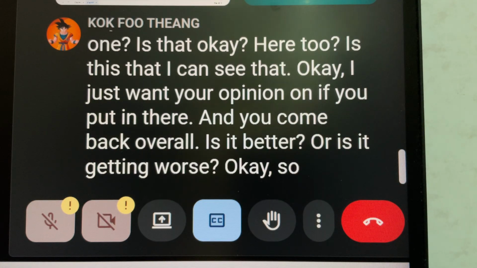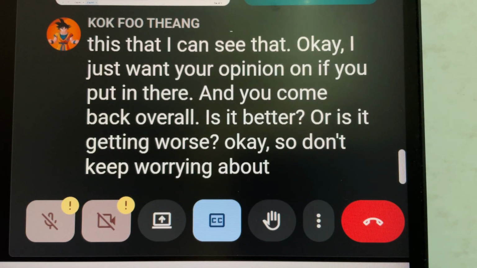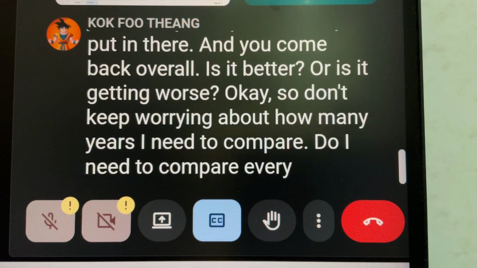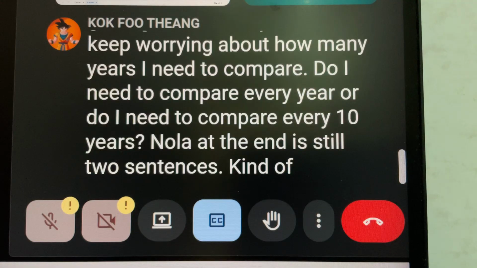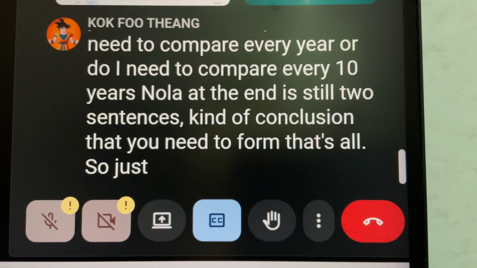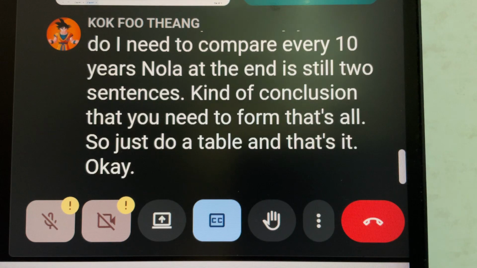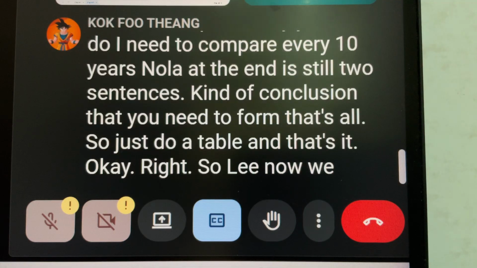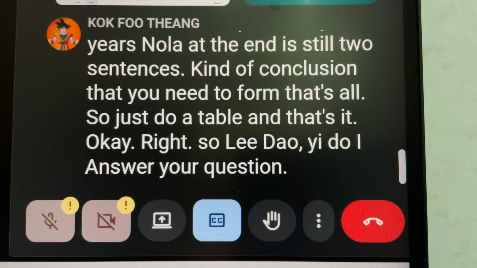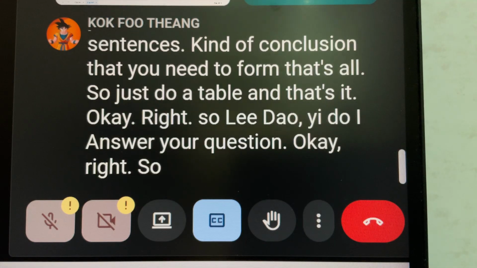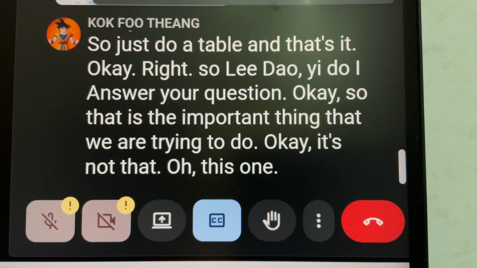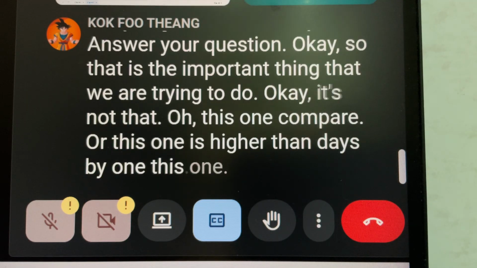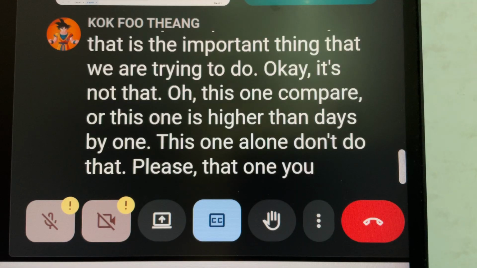Okay, so don't keep worrying about how many years I need to compare. Do I need to compare every year or do I need to compare every 10 years? No, at the end, it's still 2 sentences kind of conclusion that you need to form. That's all. So just do a table and that's it. Okay? Right? So, Li Dao Yi, do I answer your question? Okay? Right. So that is the important thing that we are trying to do. It's not that, this one is higher than this by 1, this one is below. Don't do that, please. That one, you will get minus mark 1.